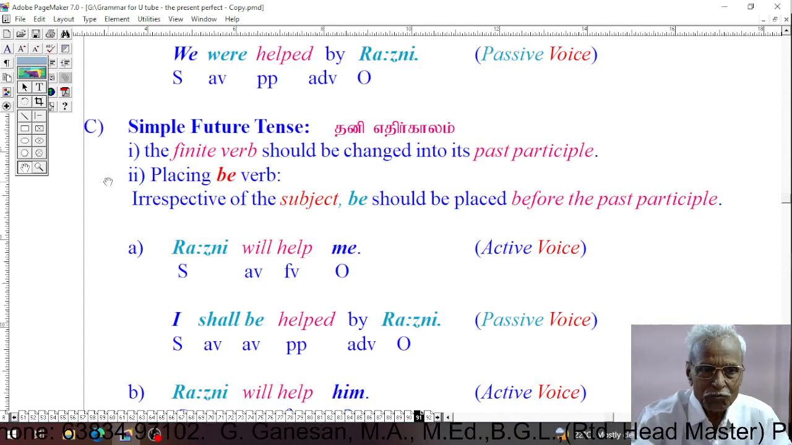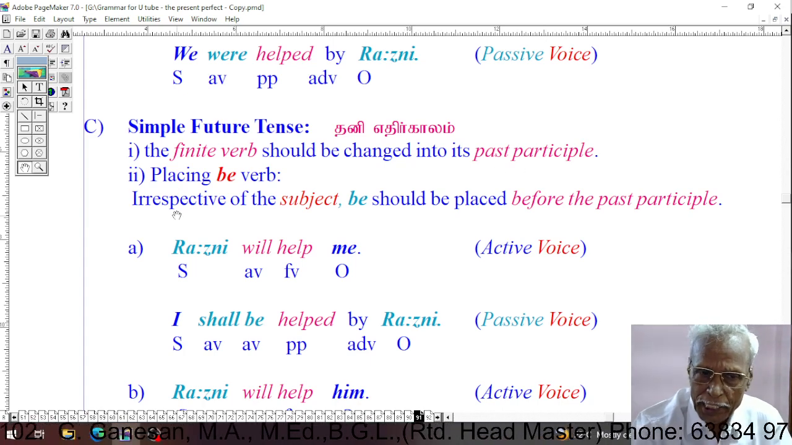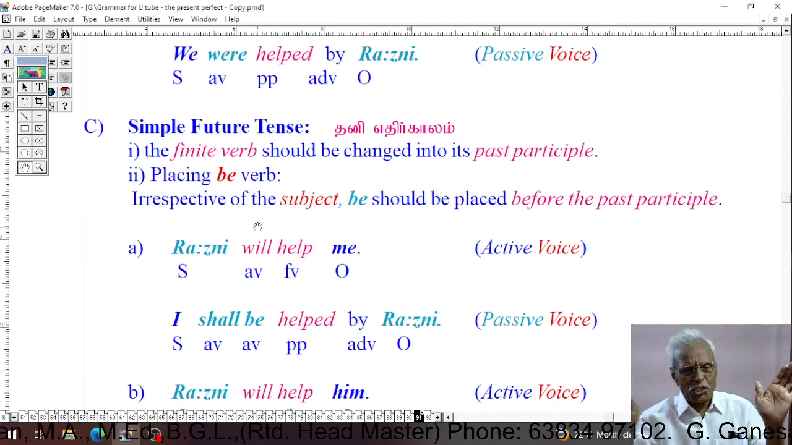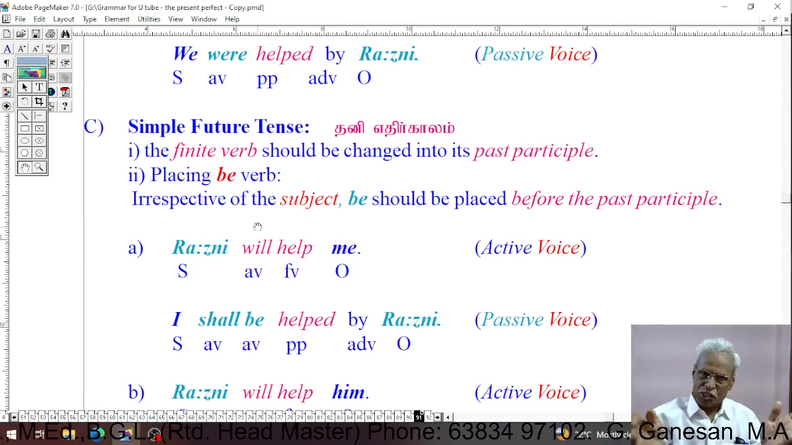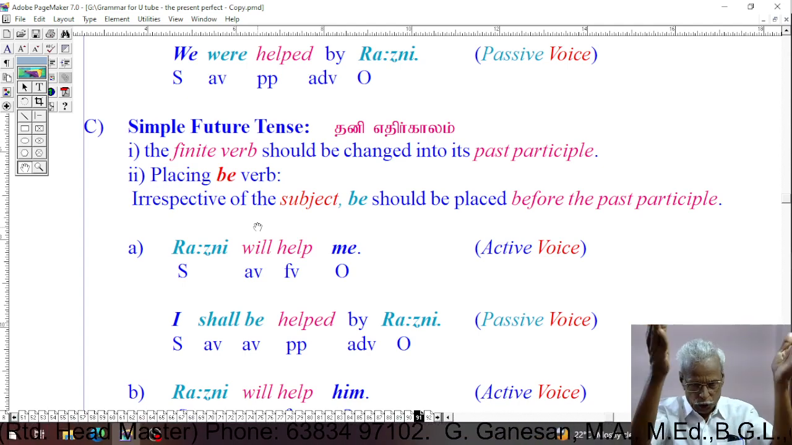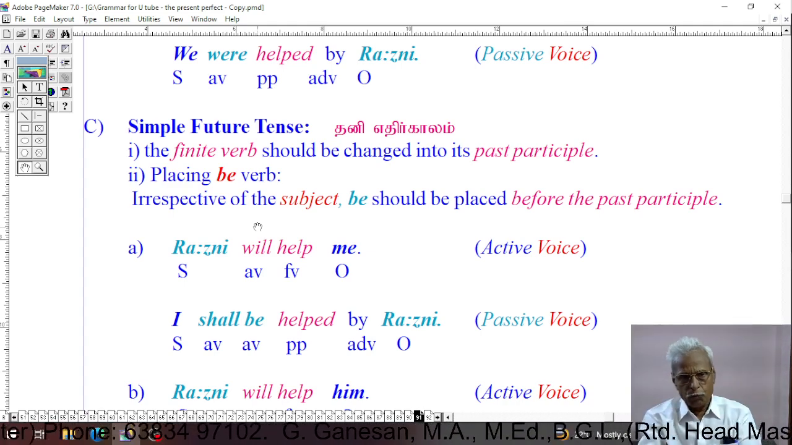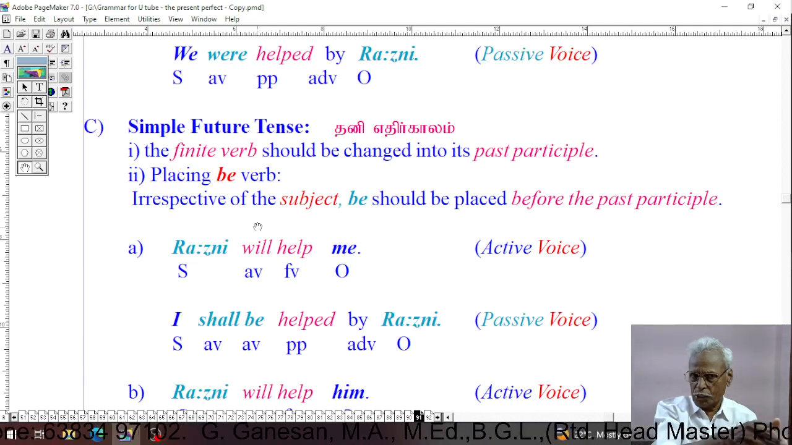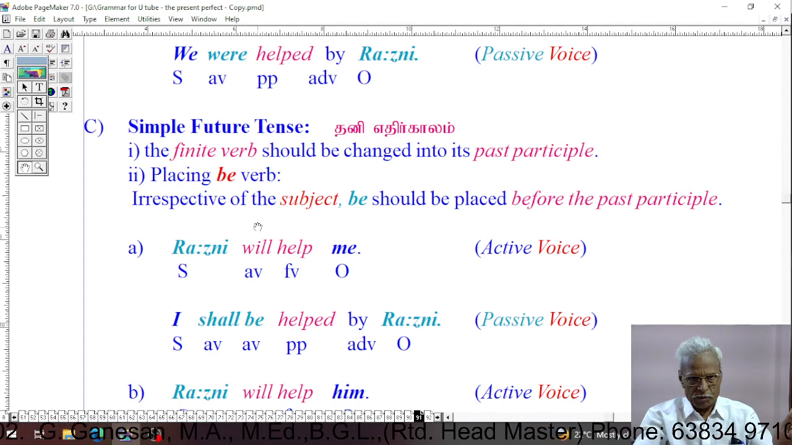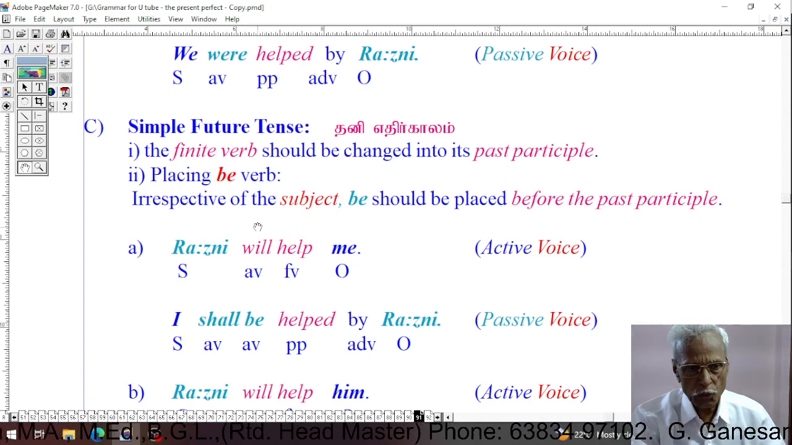So, okay. The finite verb should be changed into past participle, be verb. Irrespective of the subject, be should be placed before the past participle. See, whatever the subject in the passive form, whatever the subject may be, that doesn't matter. We have to place be between these two verbs. The present verb should be changed into past participle, and before that there will be will or shall, and the be verb be should be placed between these two verbs, irrespective of the subject. Whatever the subject is, it doesn't matter. It's okay.